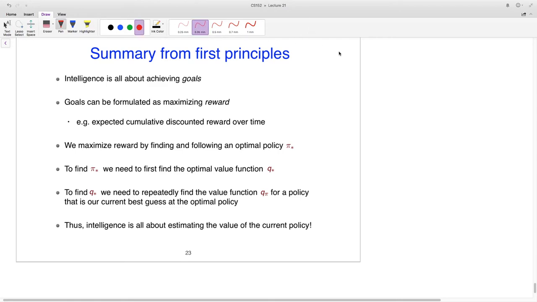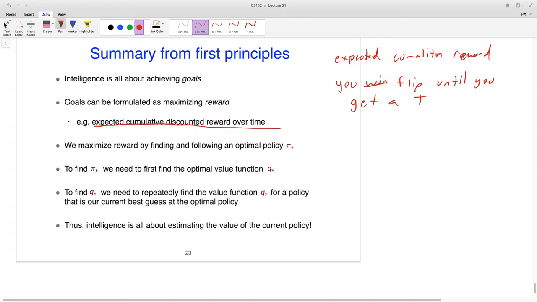All right, let's look at expected cumulative discounted reward over time. And let's just look at expected cumulative undiscounted reward for a moment. So we got a game, okay? It's a coin flipping game. You flip until you get a tail, okay? And you win 2 to the K dollars, where K is the number of heads you flipped.